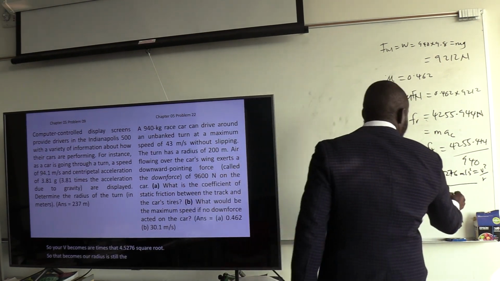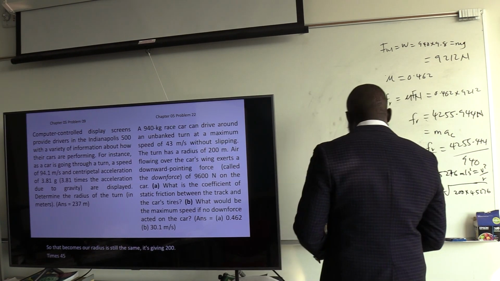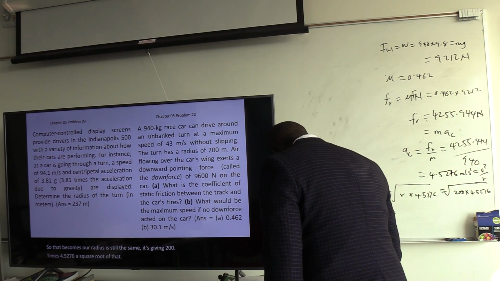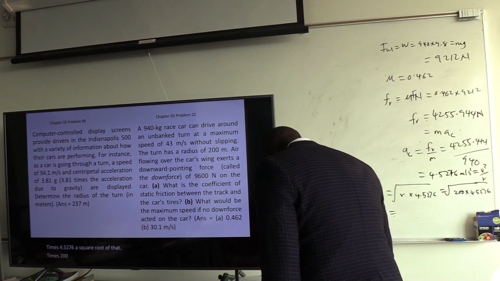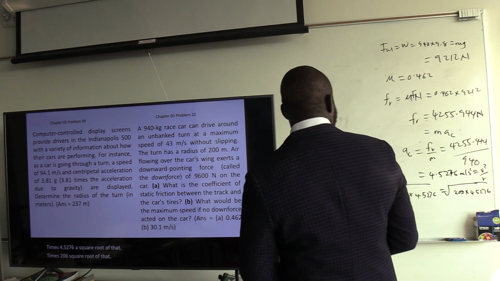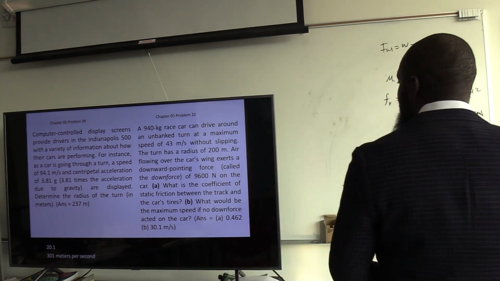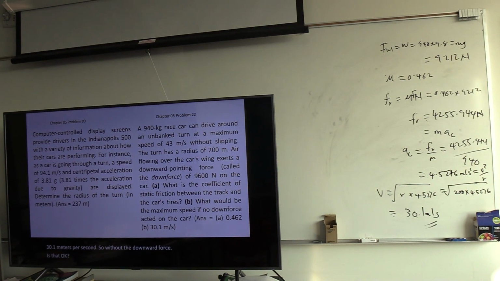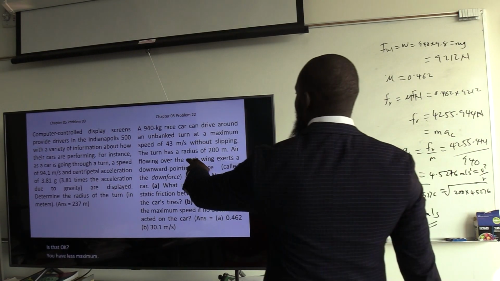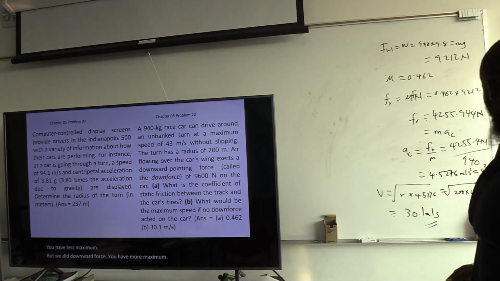It's given, 200, times 4.5276, and take the square root of that. That's 30.1 meters per second. So without the downward force, is that okay? You have less maximum speed. But with the downward force, you have more maximum speed. All right. So we're going to go straight to the next problem.